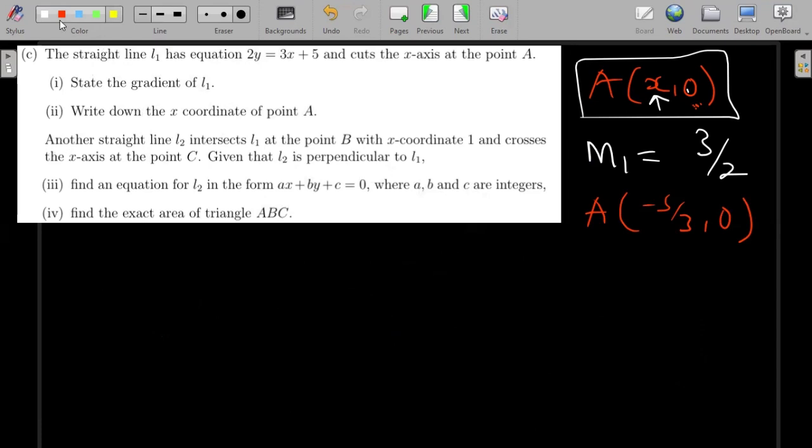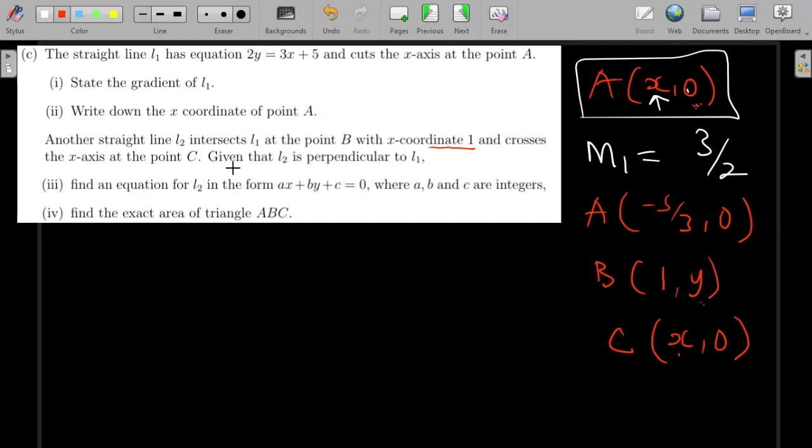So here now they're saying another straight line L2 intersects L1 at the point B with the x coordinate being 1. So we have another point B such that x is 1 and then y we do not know it. And L2 crosses the x-axis at the point C. So we have another point C. If you cross something at the x-axis, it means the y is 0. So it's in this form. So here we'll need to find the x, there we'll need to find the y.